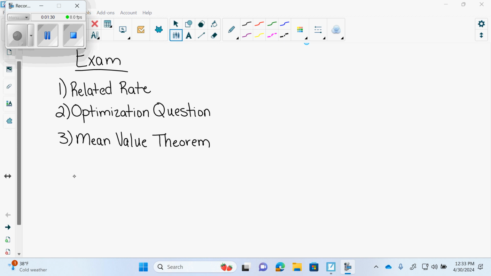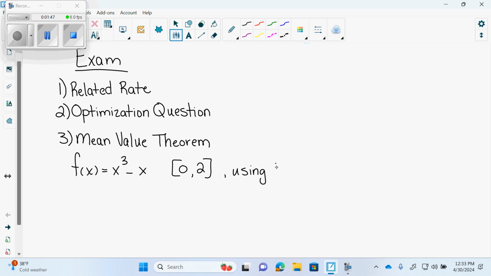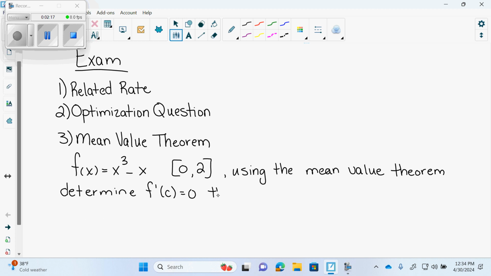So f of x equals x cubed minus x from 0 to 2. Using the mean value theorem, determine the value c.